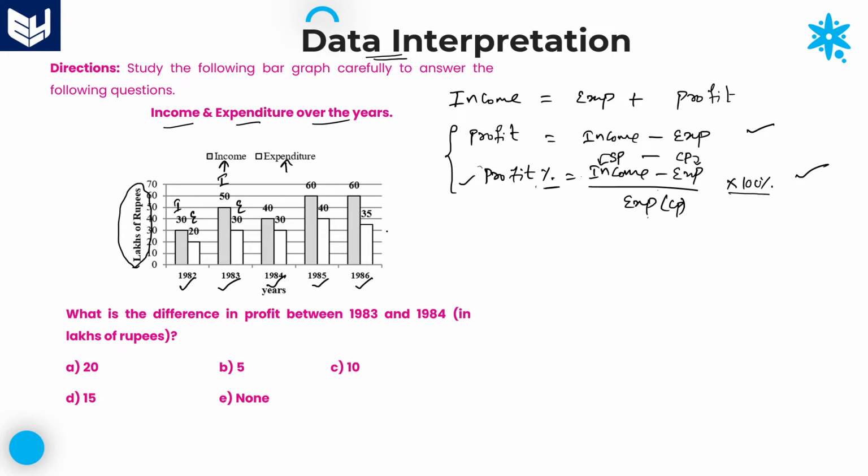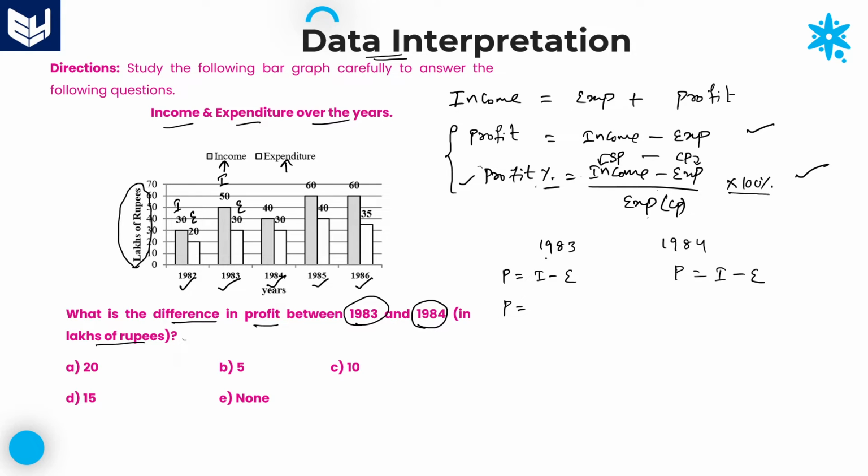Okay. Now, this is the information that we have to understand from the given information paragraph. Look at the first question. What is the difference in profit between 1983 and 1984 in terms of lakh of rupees? Here, first calculate what the profit is in 1983, and then in 1984. Just now I told you that profit is equal to income minus expenditure, right? Here also profit is equal to income minus expenditure. Calculate it.